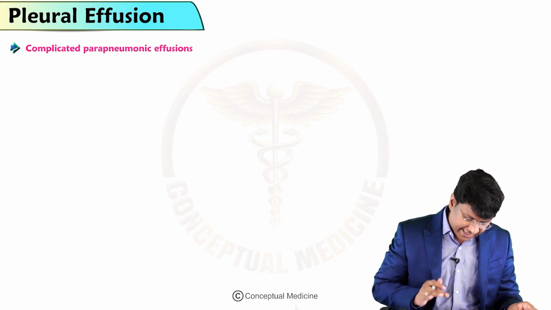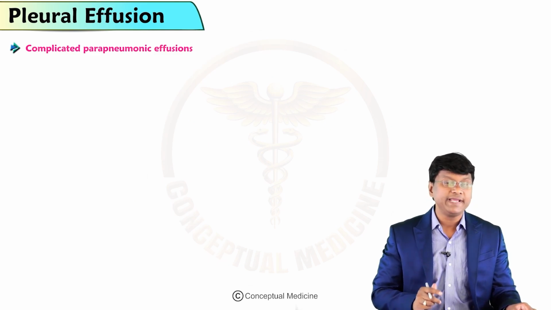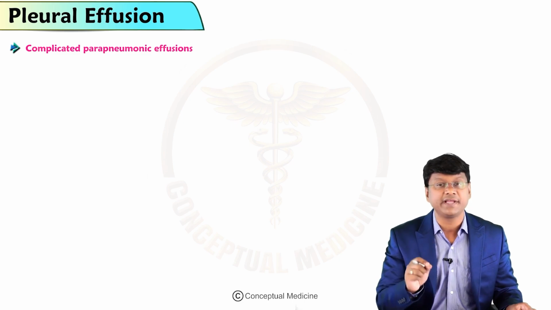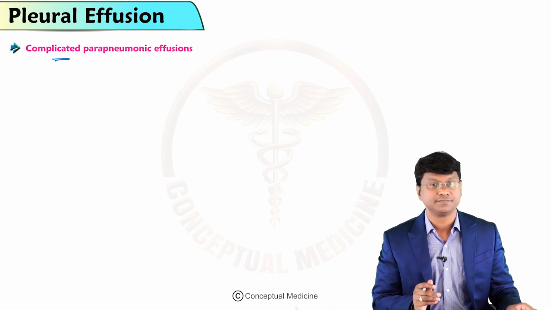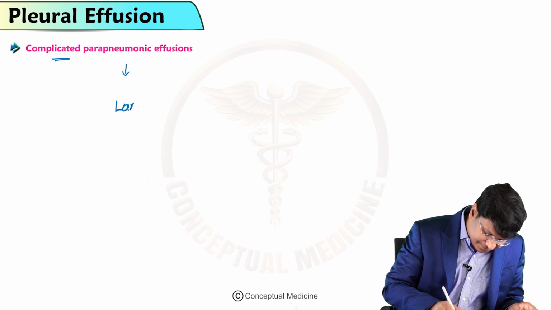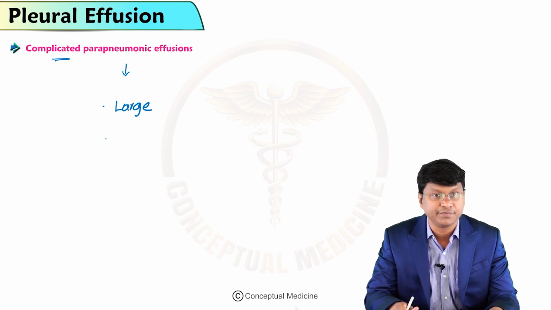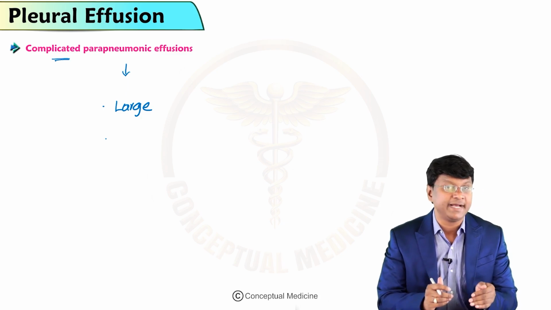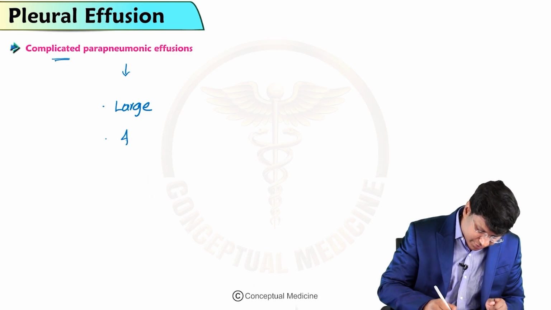And next we have the complicated parapneumonic effusion. Complicated parapneumonic effusion is the most difficult to manage. That is why it is called complicated parapneumonic effusion. These complicated parapneumonic effusions are very large in size compared to uncomplicated parapneumonic effusions, and they show more evidence of inflammatory stimuli.